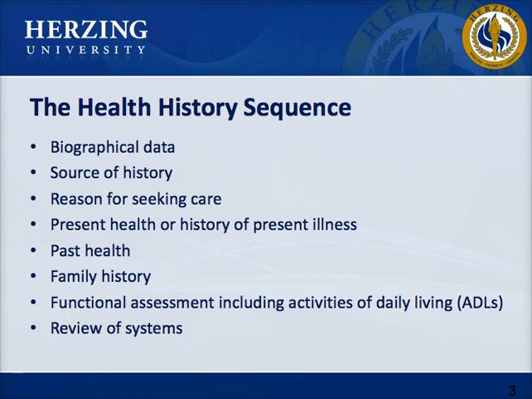Present health or history of present illness should include location, character or quality, quantity or severity, timing, setting, aggravating or relieving factors, associated factors, and patient's perception. Past health should include childhood illnesses, accidents or injuries, serious or chronic illnesses, past hospitalizations, operations, obstetric history, immunizations, the last time the person had a physical exam, allergies, and current medications.